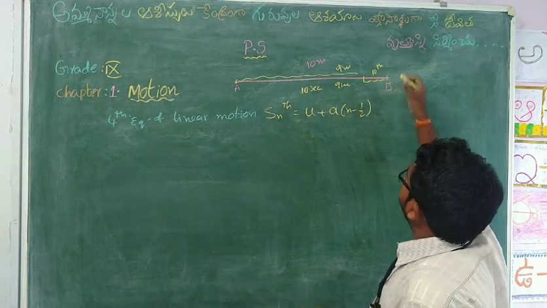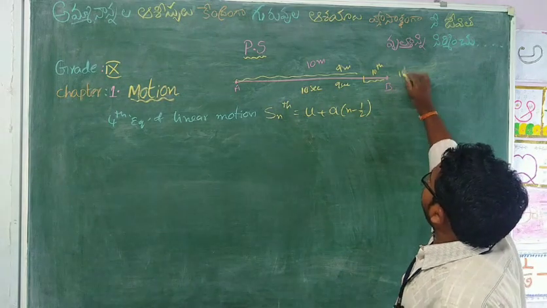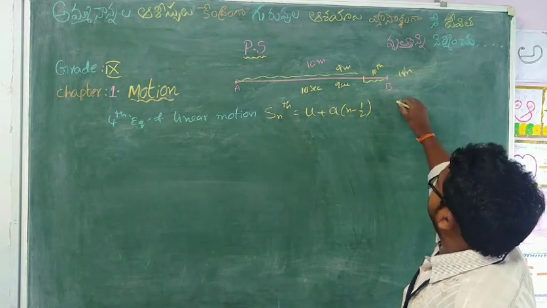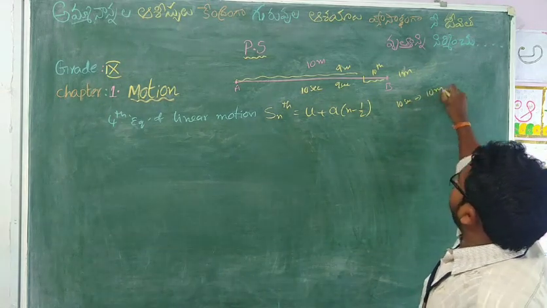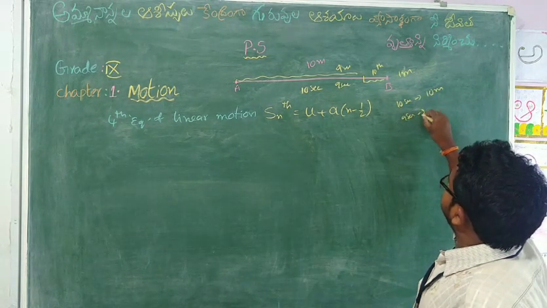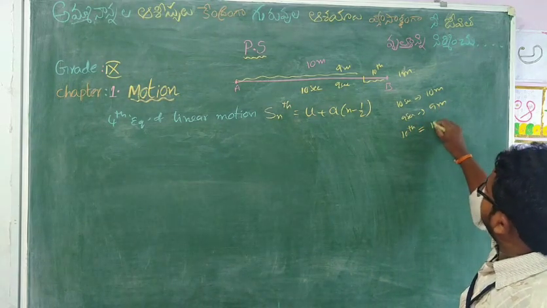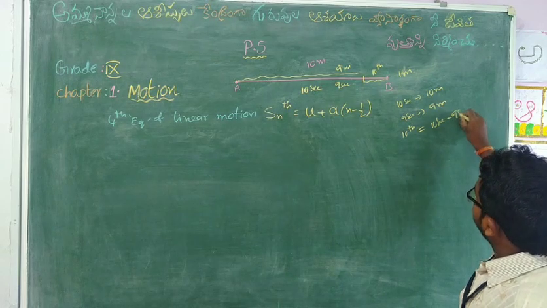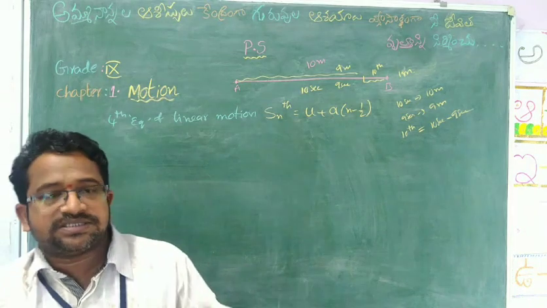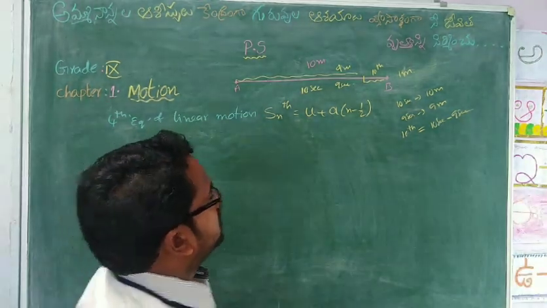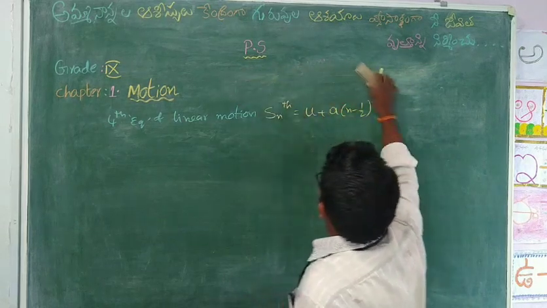What is the distance covered? In 10 seconds, only 1 meter. How do you find it? Total 10 seconds, how much? 10 meters. In 9 seconds? 9 meters. Only the 10th second means 10 seconds minus 9 seconds. The distance covered in total 10 seconds minus 9 seconds. We will see one more example, then you can analyze that very easily.